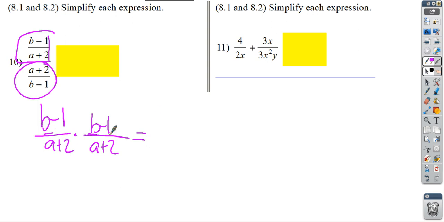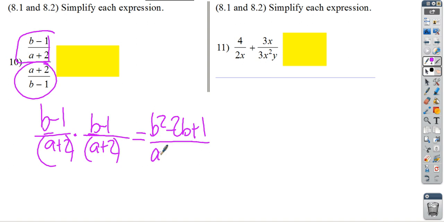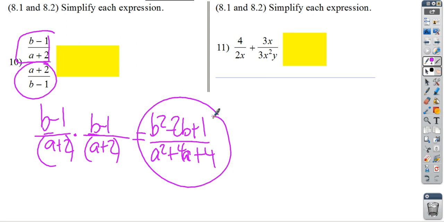Okay, if we FOIL out the top, we would get b squared minus 2b plus 1. And if we do a plus 2 times a plus 2, we get a squared plus 2a plus 2a, so that would be plus 4a. And then 2 times 2 is 4. So that is as much as we can simplify it right there.